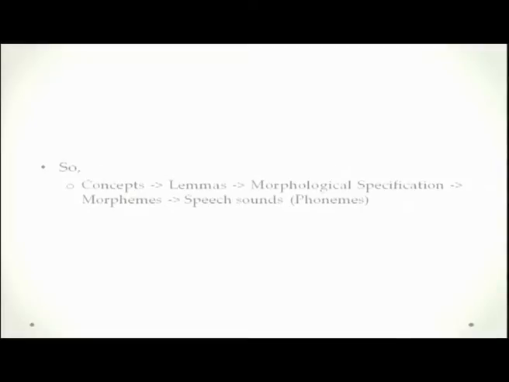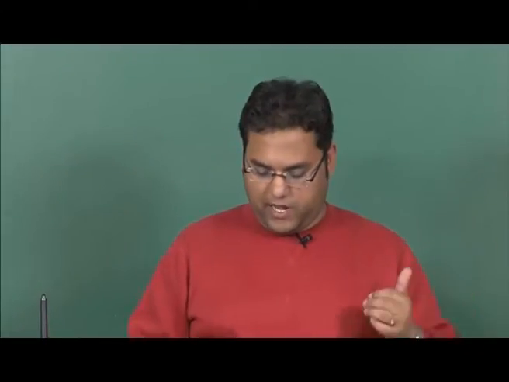Let us try and summarize what we have till now. We had lexical concepts, lexical selection happened, then we have lemma, then morphological specification, then you have morphemes. What is it that you have to activate? Then you have speech sounds, phonemes have to be there. Okay, this is the middle of the entire chain. Let us move ahead now.